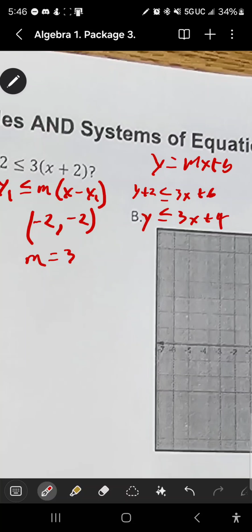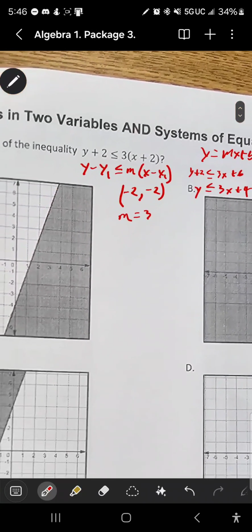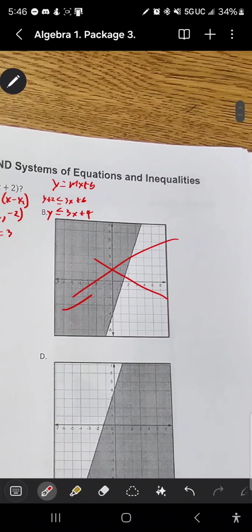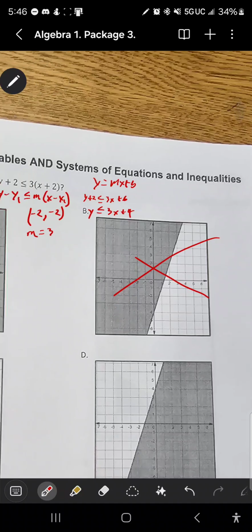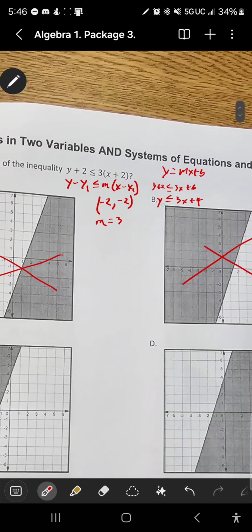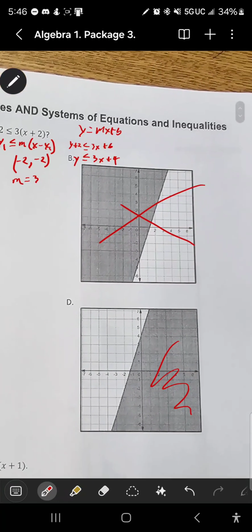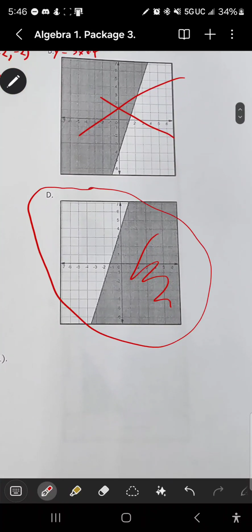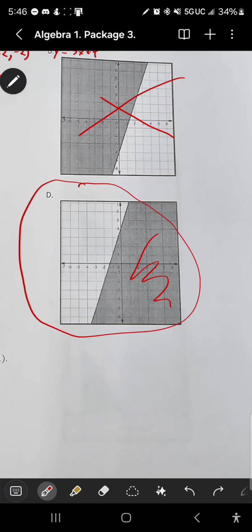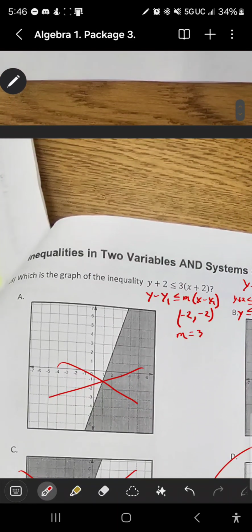So we can graph that. We're going to look for a 4 in the y-intercept. So this is not an option because it's -4 instead of 4, and this is also not an option for the same reason. Now we are looking for less than or equal to, so it needs to be under the line, which basically occurs here. So this is the answer. Now I know this one is not the answer because it's greater than.